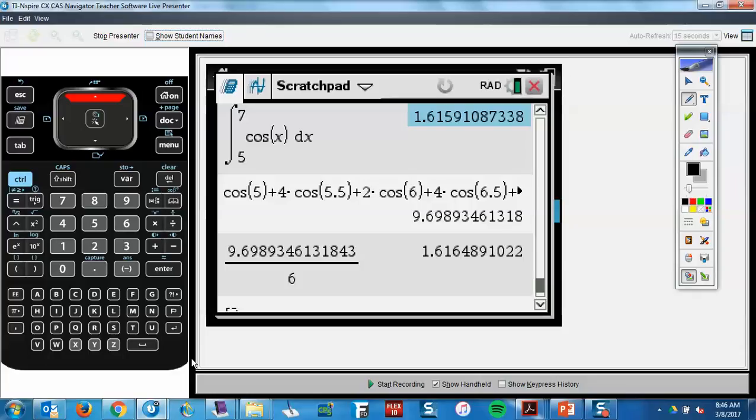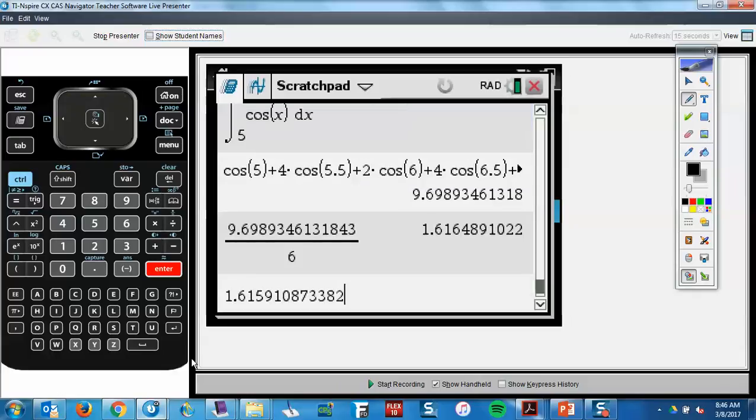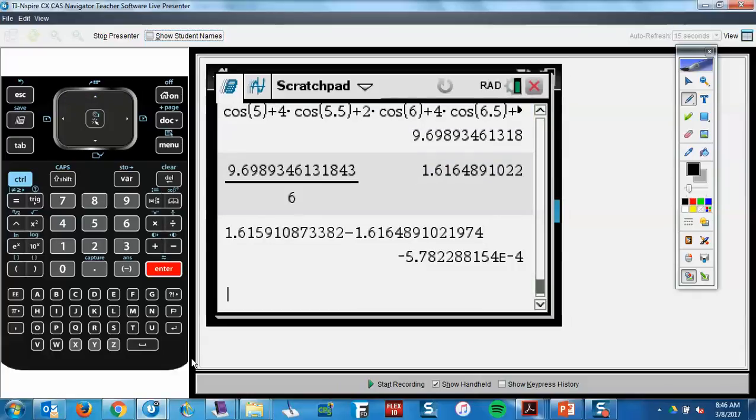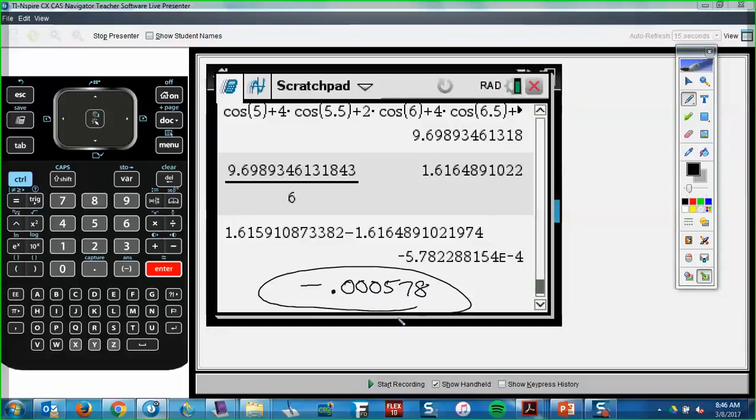You maybe didn't have enough decimal places, but now grab that one minus that one. And with the absolute value bars, we ignore that negative. So the approximation error is negative 0.000578, maybe, or whatever. Is that what you guys said? But it'd be positive, yeah. Okay, so that'd be the amount of error.